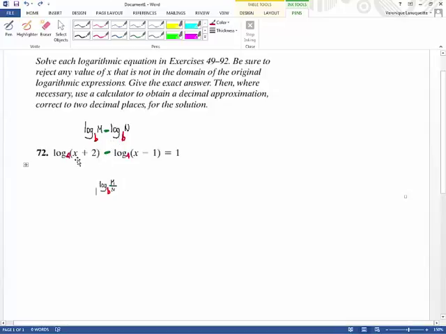So let me just write the step in between. What we get is the following. We get those two logs condensing as a single log. So we'll get a log base 4 of a quotient.